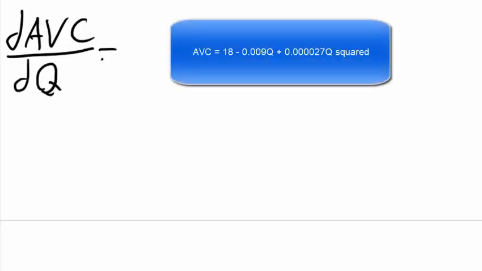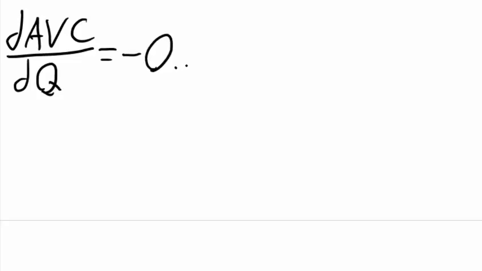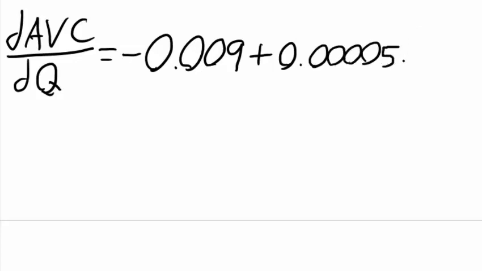Now we want to find our cost minimizing quantity. So we can again either choose to set marginal cost equal to our average variable cost function, or take the derivative of the average variable cost function with respect to q. I will again take the derivative of the average variable cost function with respect to q. And if we recall, our average variable cost function was 18 minus 0.009q plus 0.000027q squared. And by taking that derivative, we have negative 0.009 plus 0.000054q, and that equals 0.